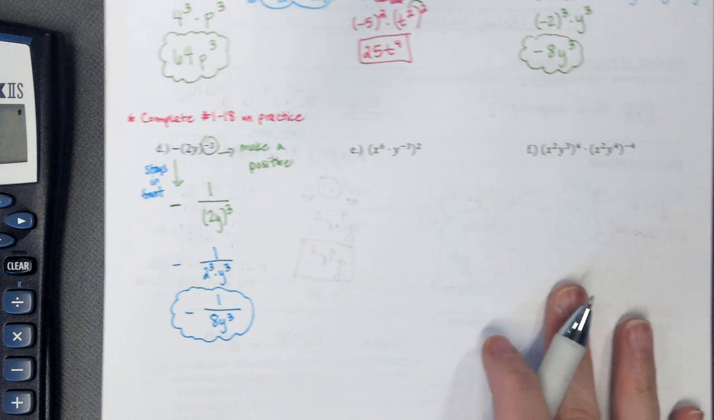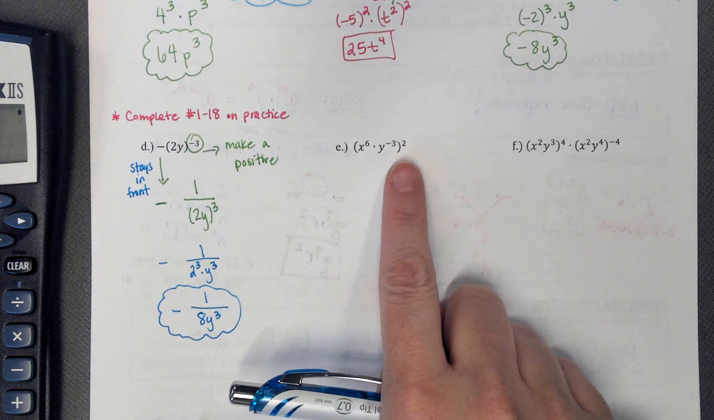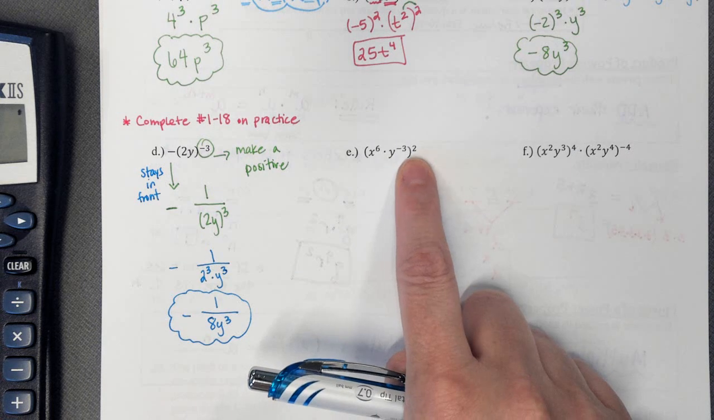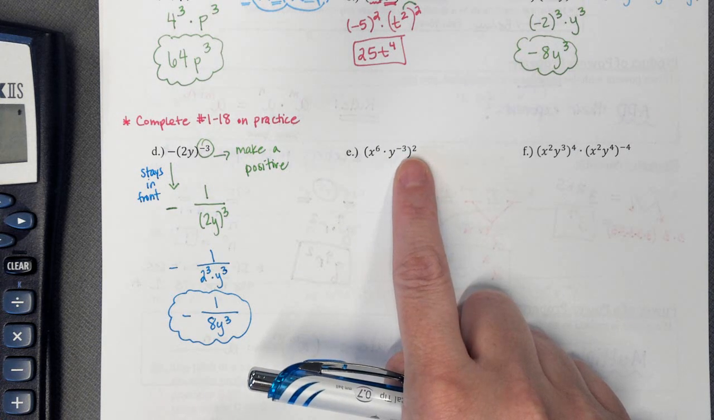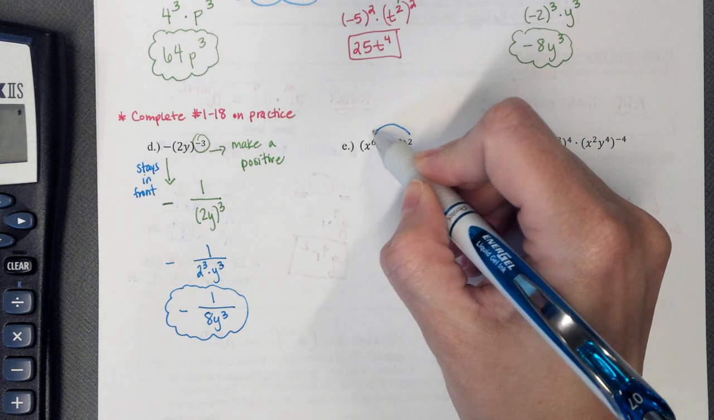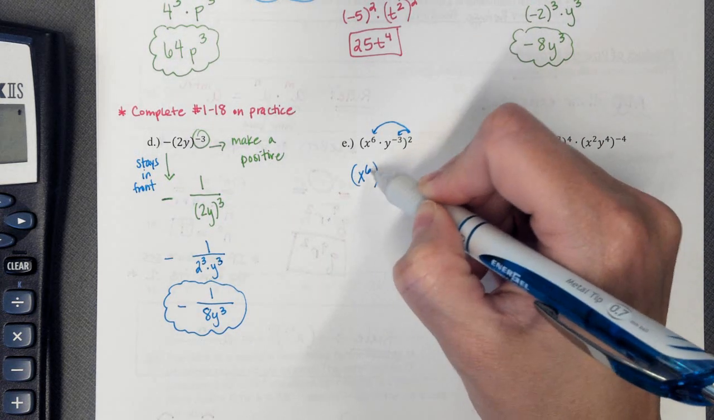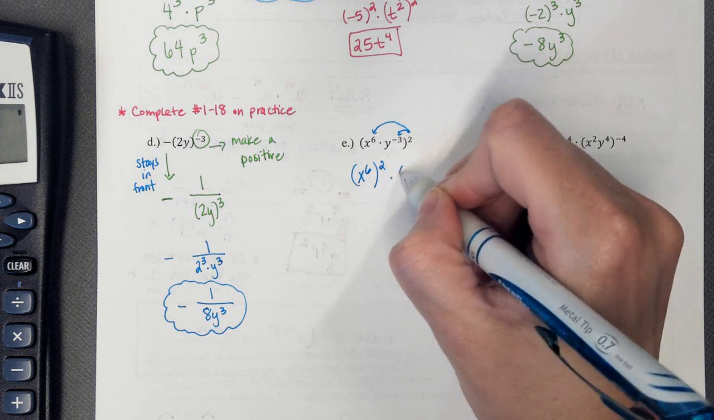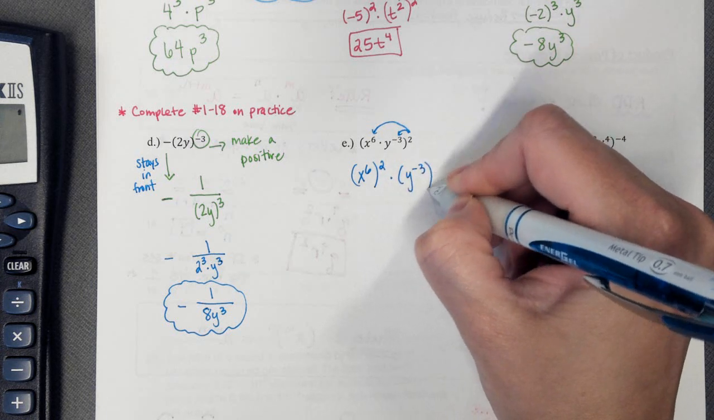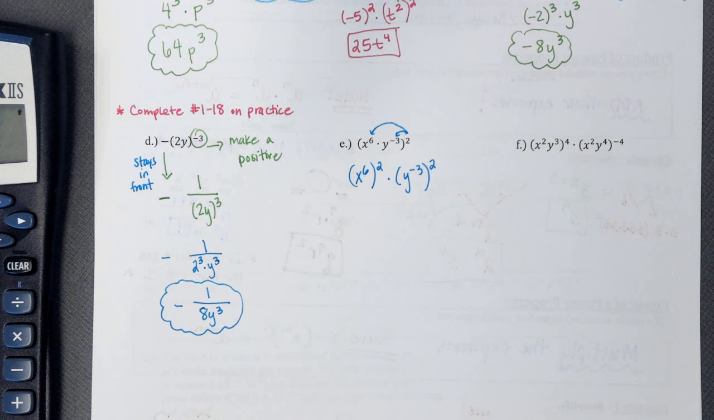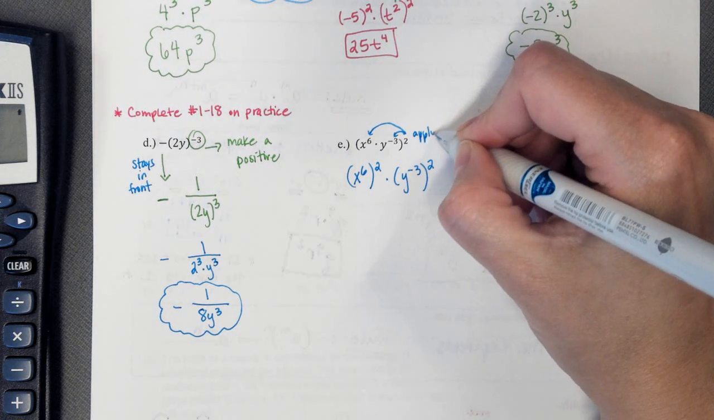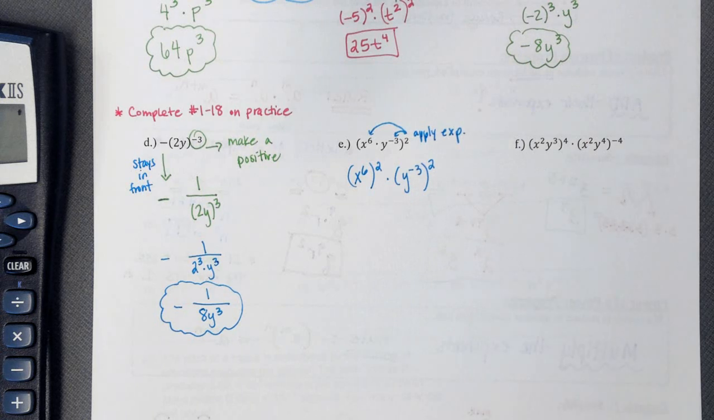Okay, now I feel like with what we've done before and what you guys have just practiced, that you know what to do with this. What do you do with that 2? You're going to have to apply the 2 to the 6 and the negative 3. So this is a power to a power. This is x to the 6 squared times y to the negative 3 squared. So you have to apply the exponent to both.